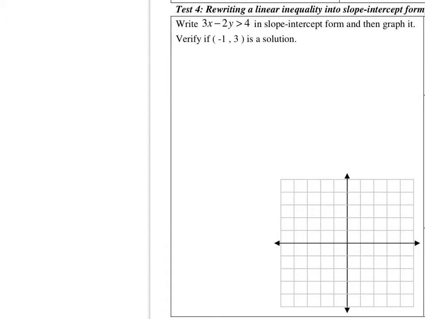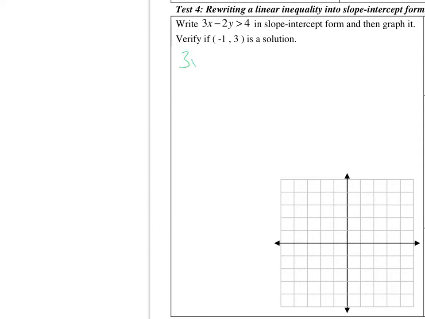For this problem, we are going to first change it to slope-intercept form. Then we're going to graph it right here. And we're going to verify if this is in the shaded region, meaning it's a solution or not. So the first step is, let's rewrite this so it's a nice slope-intercept form.